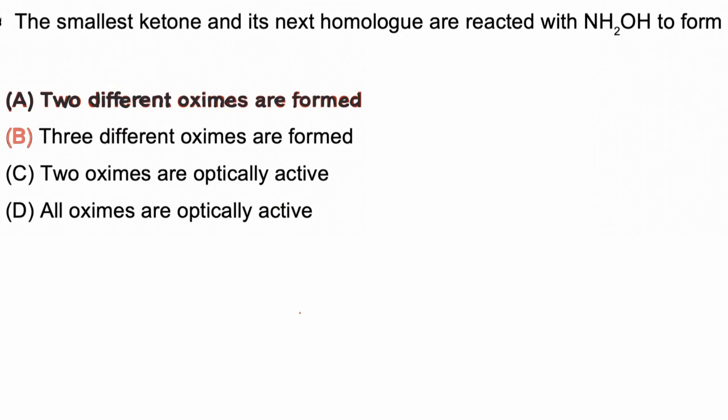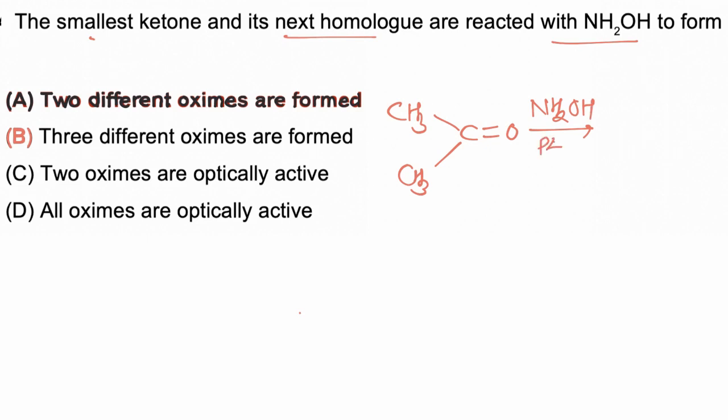In this question we have to find what is formed when the smallest ketone and its next homologue are reacted with NH2OH, hydroxylamine. So CH3COCH3, acetone, is the smallest ketone. On reacting with NH2OH at pH 4.5 to 6, and further on heating, it will form an oxime. Now this oxime will not show geometrical isomerism because these two CH3 are identical. So only one product is formed from this reaction.